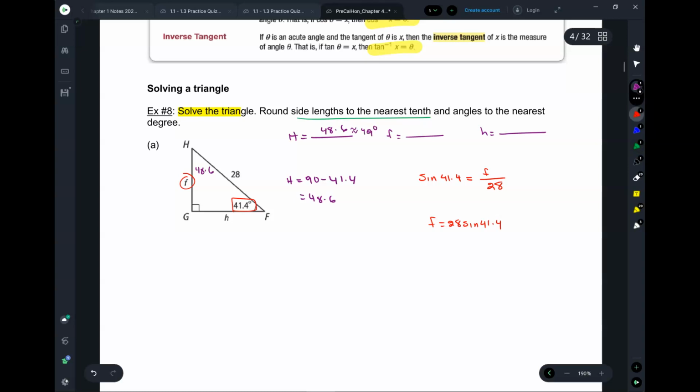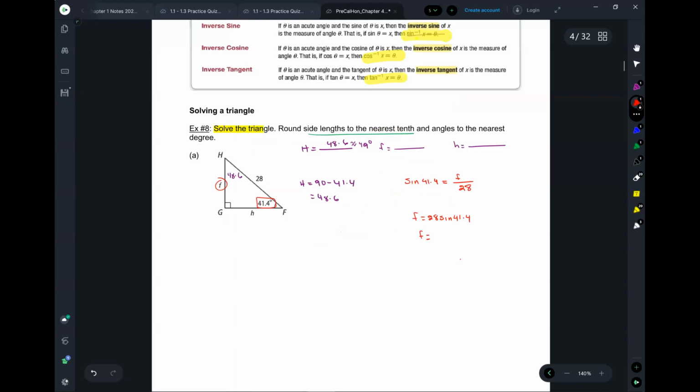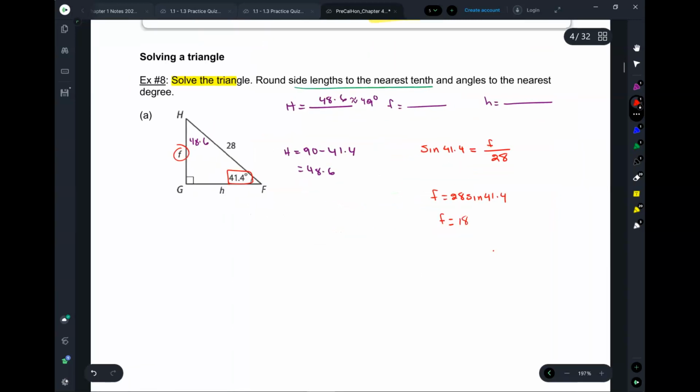So what's this side F going to be? Did anyone do it? Raise your hand if you found F. Yeah, you got the right answer then. So 18.5.